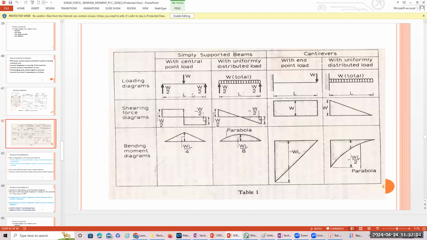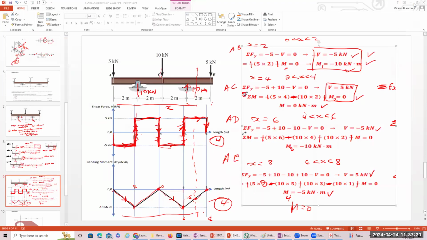Right? So there are actually 2 of them here. See another one here, same thing. Right? So once there is a distributed load, you get a slope and parabolic. If there's no load, you get straight lines and a slope for the bending moment. This is what you use. All right. So you can go back to those slides, they are very useful.